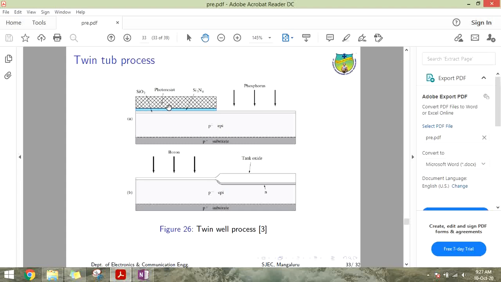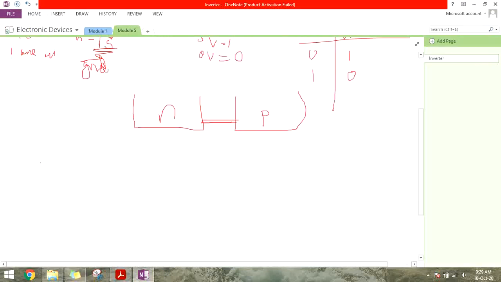Now this photoresist is opened up to form a N well. Reactive ion etching is then used to etch the oxide and nitride. So over here there is oxide, and over here there is nitride. To etch this oxide and nitride, reactive ion etching is being used. So for better understanding, I'll just draw it over here.